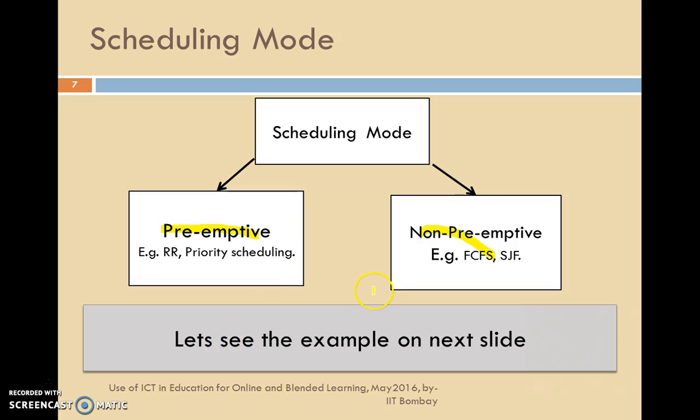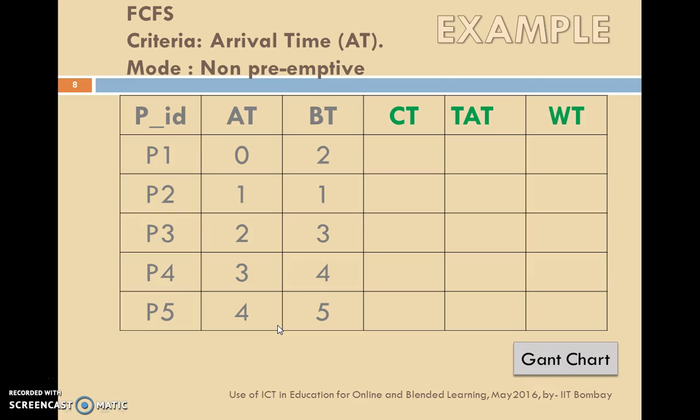Now you can get the idea about first come first serve scheduling. Let's see its example. Here is a given table with 5 processes, and here are mentioned the arrival time and the burst time. Suppose process P1 arrives at 0 and its execution time is 2, and likewise all the processes have their times.